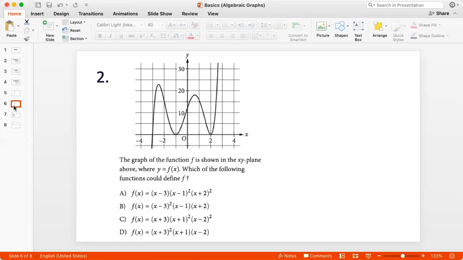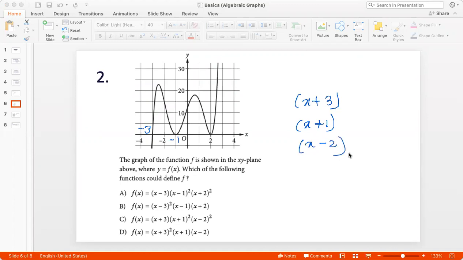Question 2, the graph of the function f is shown in the xy plane above, where y is equal to f(x). Which of the following functions could define f? So I'll first find the intercepts. I have an intercept at negative 3, so x plus 3 is a factor. At negative 1, so x plus 1 is a factor. And at 2, so x minus 2 is a factor, right?